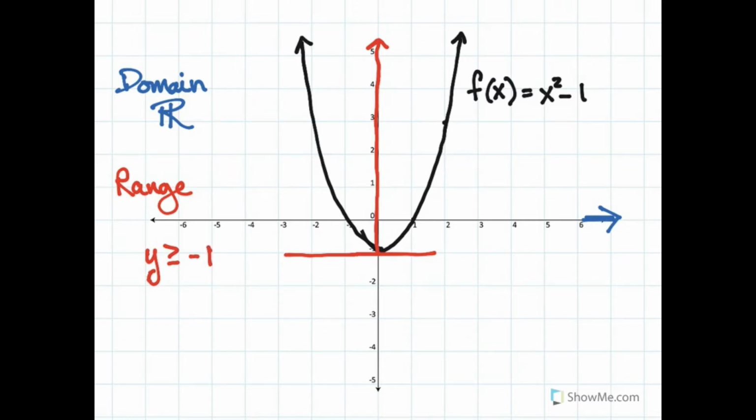So notice that I'm using x for the domain, x is any real number, and y, the range, has to be greater than or equal to -1. I can never get -3 as the result if I'm solving the equation x squared minus 1, because I'll have -2 equals x squared, and x squared can't be negative if it's a real number.